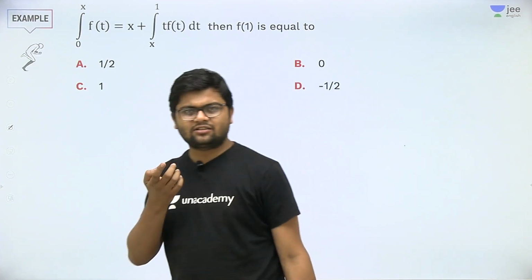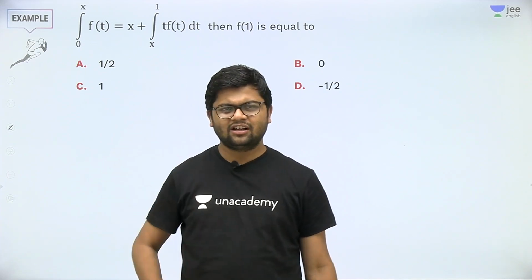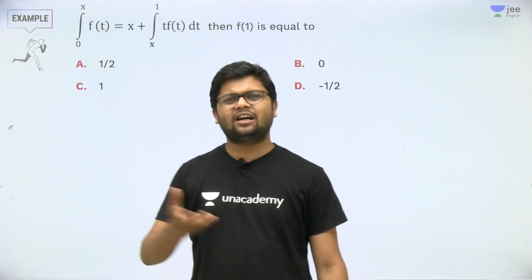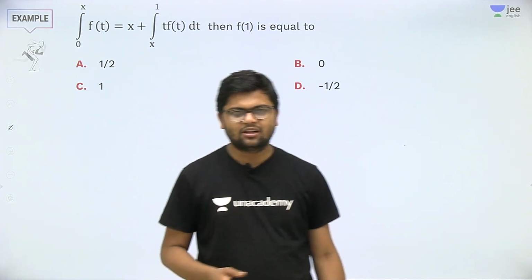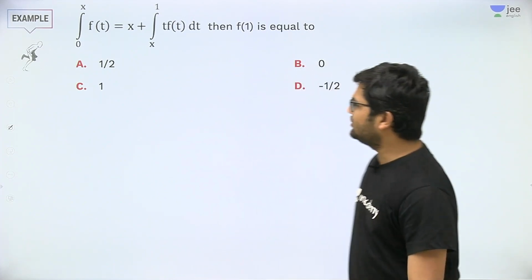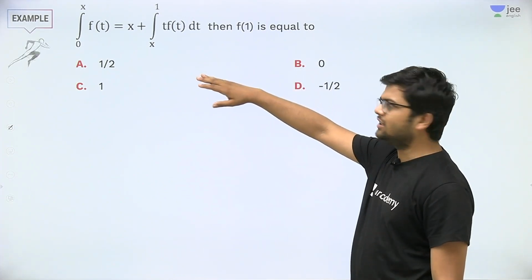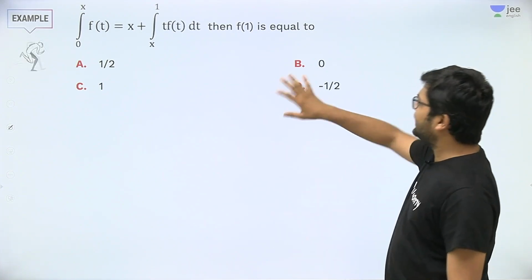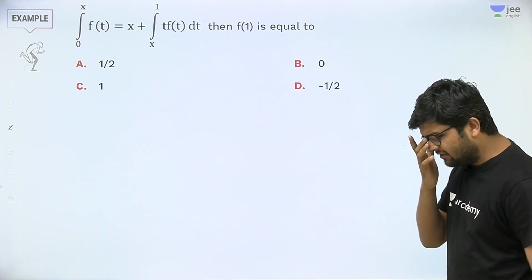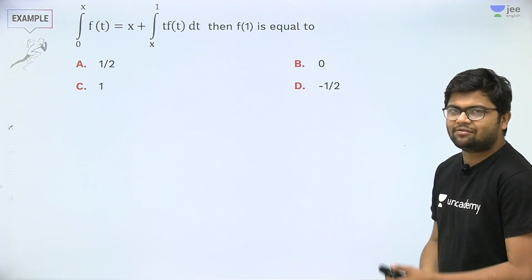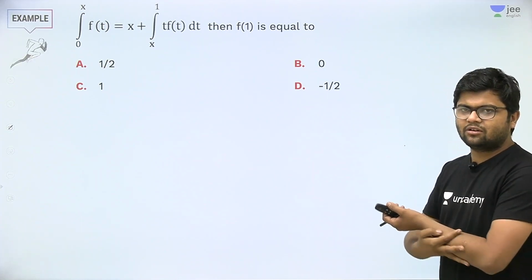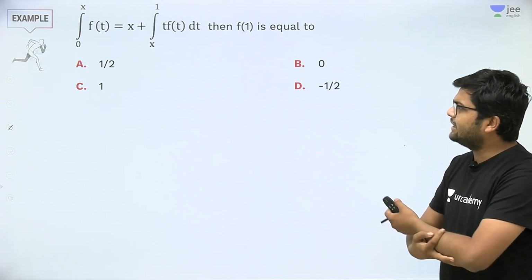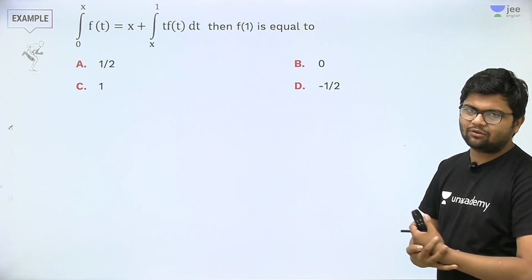Somebody wants to say that this is a question of definite integration. You can say that, but the basic idea of integration is used in this question. We have been given this equation as integral from 0 to x of f(t) dt equal to x plus this integral. You need to find f(1). So initially I want to find out f(x). Once I find f(x), then I can easily find f(1).